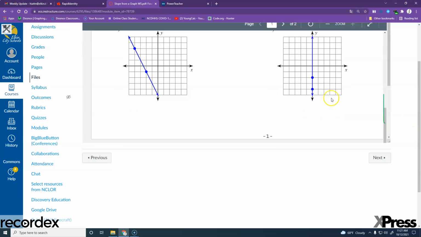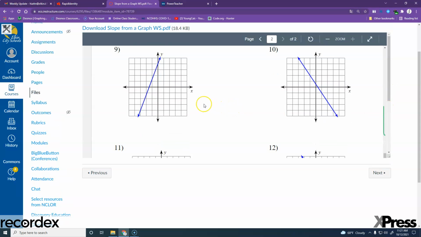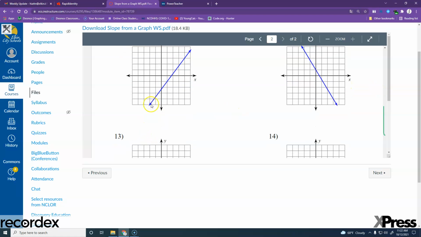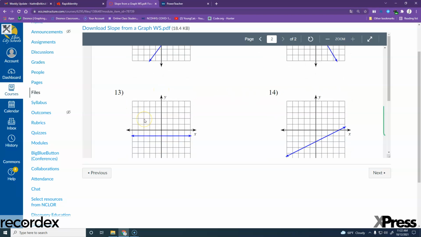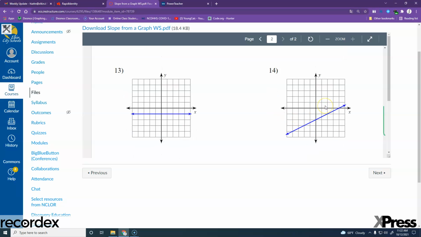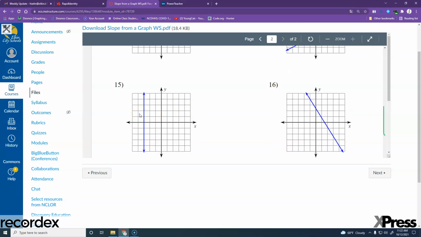So let's think about this on the next page here. All right, so let's do this before we even answer the questions. 9, positive, negative, 0, undefined. Which one? Positive, because it's going up from left to right. What about 10? Negative. 11, positive. 12, negative. 13, 0. 14, positive. You got to think left to right. It's going up. 15, undefined.